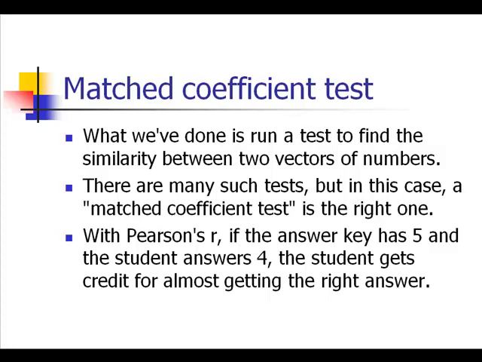There are many such things you could run. You could run, for example, a Pearson's product-moment correlation. But the problem with that is that if the answer key has 5 and the student answers 4, the student gets credit for almost being right. So we don't use that. There are many ways in which you can compare vectors, but this one would be a matched coefficient, and that would produce a percentage.